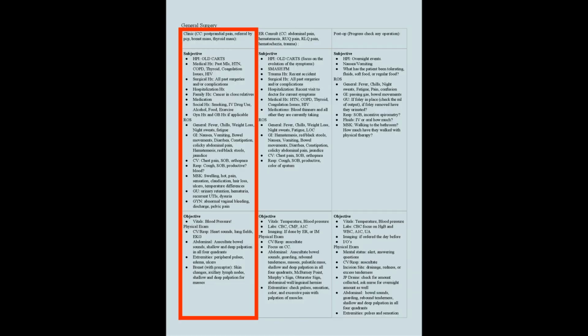I will be covering general surgery. I split this up by patients you'll see in the clinic before a surgery, then patients you'll see in the ER or on the floor for a consult called in by an IM or a general doctor, and post-op, where you see patients after you've had your hands inside of them.